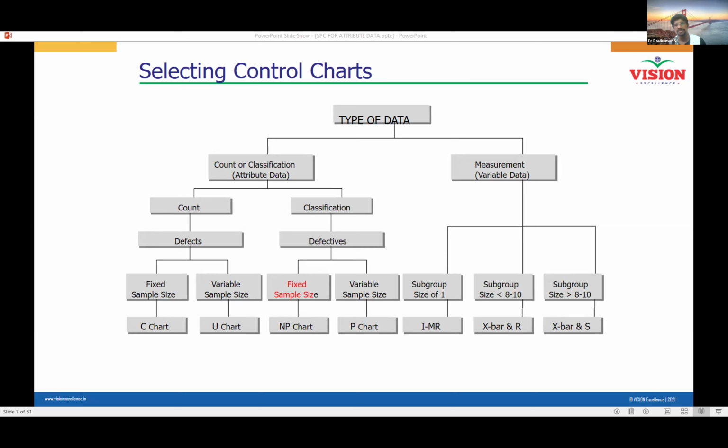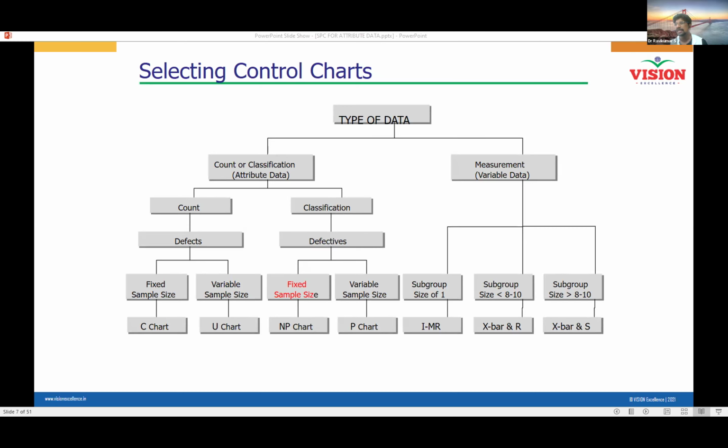Now what about defectives? If the number of lots you choose for inspection is fixed, you inspect only the same numbers every time. For example, every 1 hour you are going to check for rejections. You are a quality inspector, and every time you check only 5 lots or 5 numbers. Then it is a fixed sample size. In that case, you have to go for the NP chart.